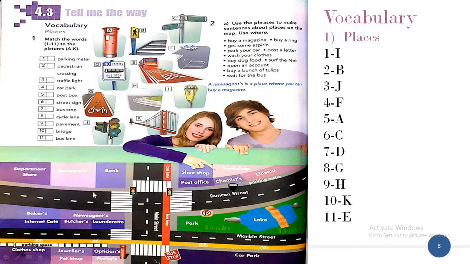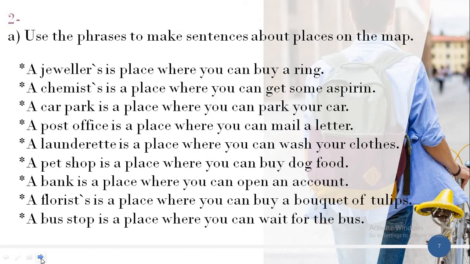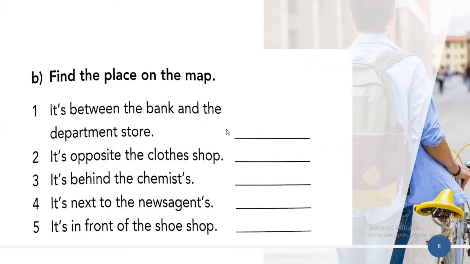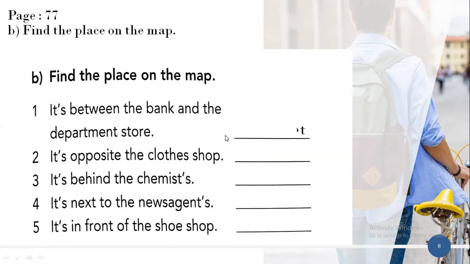Okay, keep your eye on the map. I just show you how to answer the question. So it's between the department store and the bank. What is this? Good. What is it? It's a restaurant. Excellent. 2. It's opposite the clothes shop.